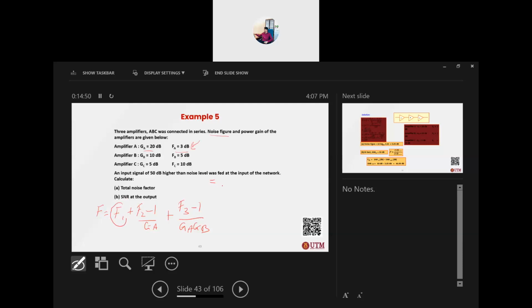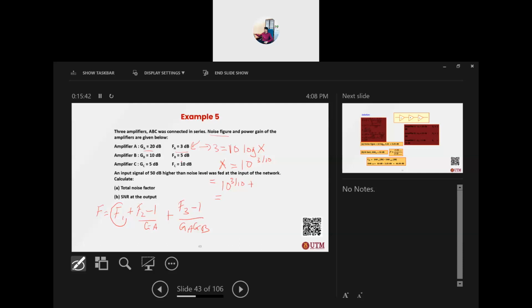So F1 is 10 to the power of 3 over 10. Do you know how I get this value? For example, this one is in dB. So 3 dB equals 10 log of the linear answer. In order to get x, it is actually 10 to the power of 3 over 10, which is 10 to the power of 0.3. Can you show in Webex what is the value? You calculate first while I am doing this.